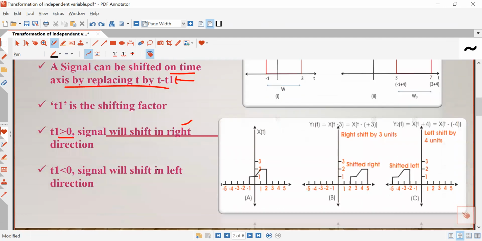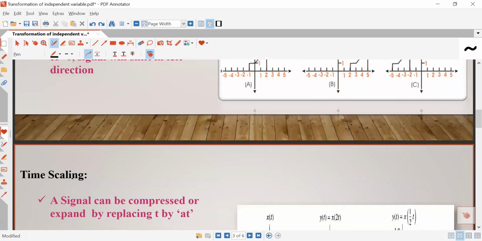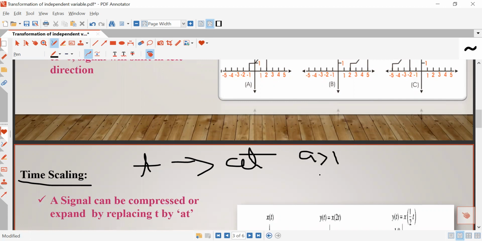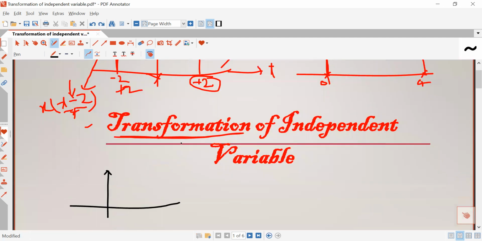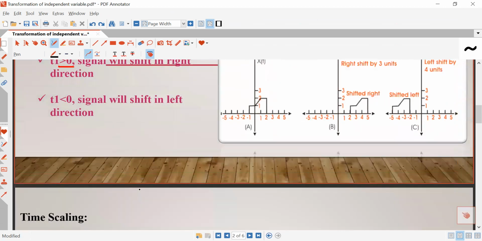Now the second transformation is time scaling. Time scaling is basically used to compress or expand the signal. In this case, t will be replaced by at. And if a is greater than 1, then the signal will compress, and if a is less than 1, then the signal will expand. So this transformation is called time scaling.